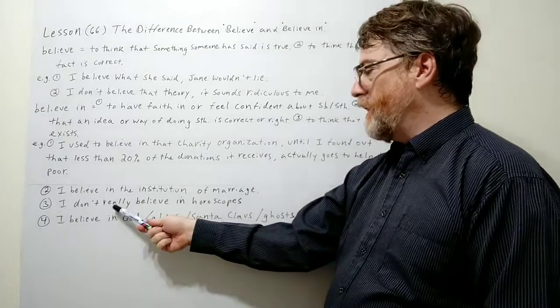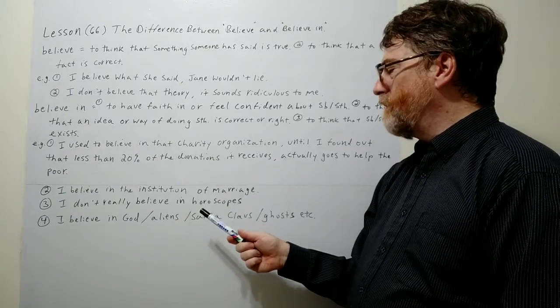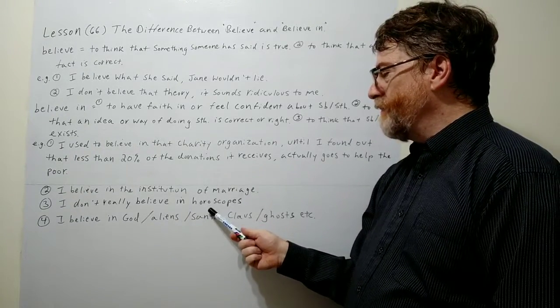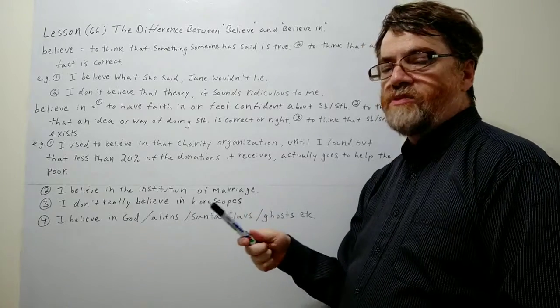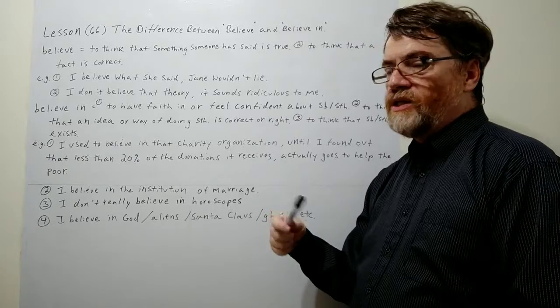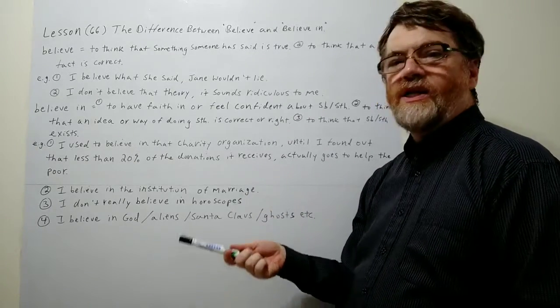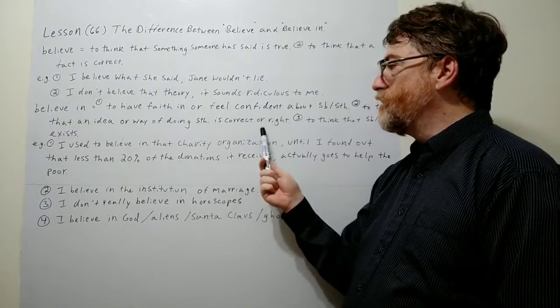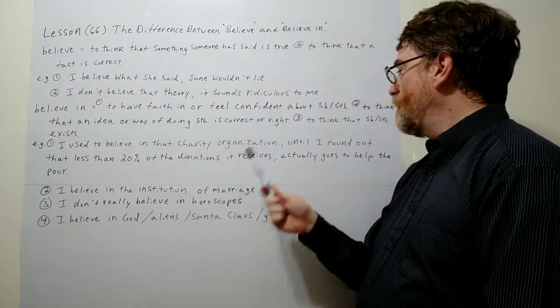Okay, look at the third one. I don't believe in horoscopes. Okay, well, in this sense, maybe you don't believe in the idea of horoscopes, or you don't believe in actually it's related to the science of astrology. Maybe you don't believe it's really correct or it's really true in that sense too. So that probably goes back closer to the second one again.